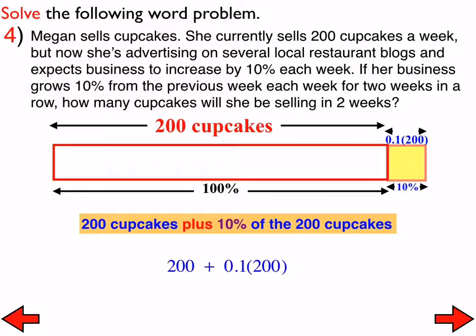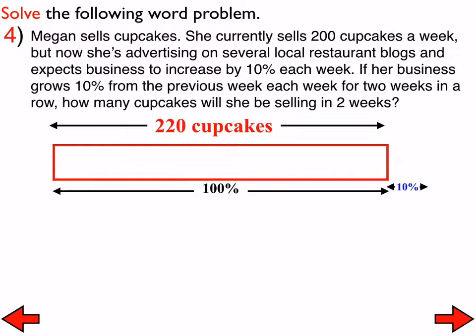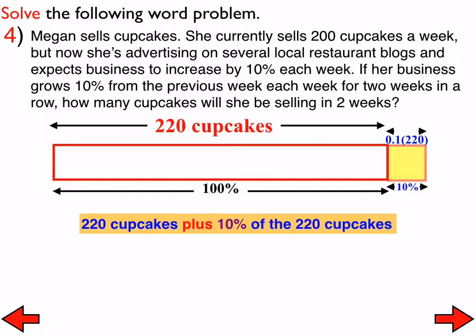So that now takes us to 220 cupcakes. That's after the first week. And then you take that value and have a new tape diagram and add 10% onto that. And so that takes a little bit more work, but you can still get to 242 because 10% of 220 is 22, and 22 added on to 220 is 242 cupcakes.